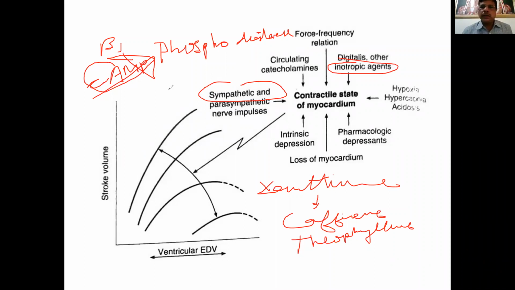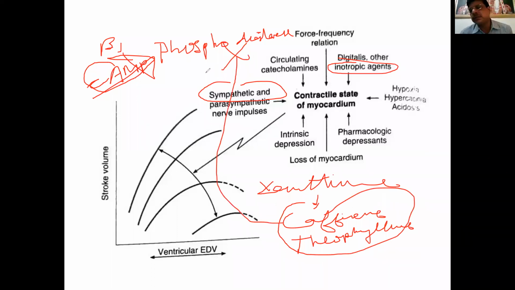So these xanthine and caffeine derivatives are going to block phosphodiesterase. What will happen if phosphodiesterase is inhibited? What will be the consequence? Simple question I'm asking. Cyclic AMP concentration will continue to be high inside the cell.